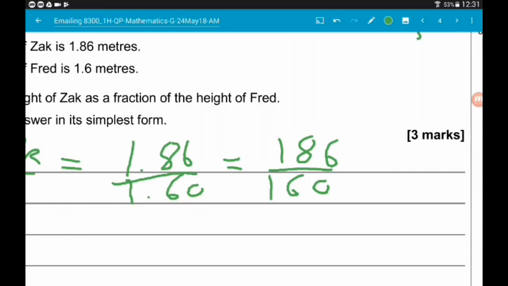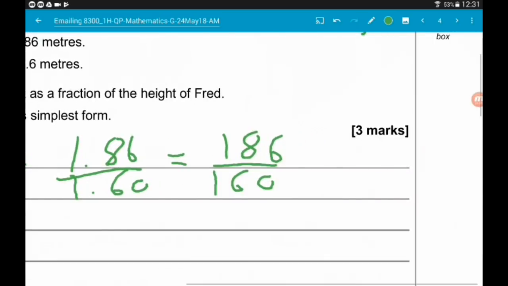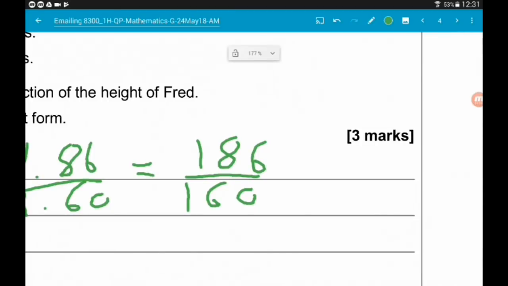160. Now that is a perfectly fine fraction, but it's not in its simplest form as they want it. So this has at least a common factor of 2. So I'm going to divide the top and bottom by 2. So I'm going to get 93 on top and then 80 on the bottom. There are no common factors between 93 and 80, so jobs are good.